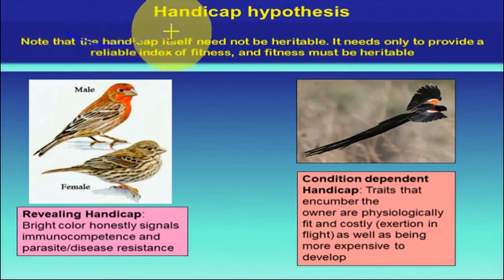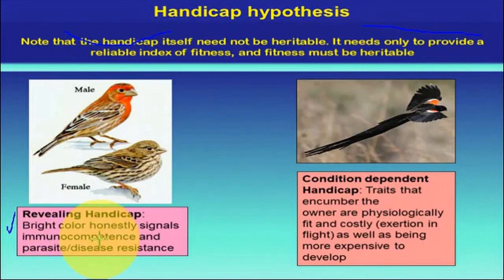And note that this handicap itself need not be heritable. The character itself is not required to be heritable, but the effort that the male puts into maintaining that particular character reflects the fitness of the male, and that is heritable, and that comes from good genes, from the good traits inherent in that male. How to understand? Say, for example, bright color honestly signals immunocompetence. So it is a character. Bright color is a kind of trait, and it means that the animal with bright color has immunopotency and parasite and disease resistance. So this is an honest signal for the female.